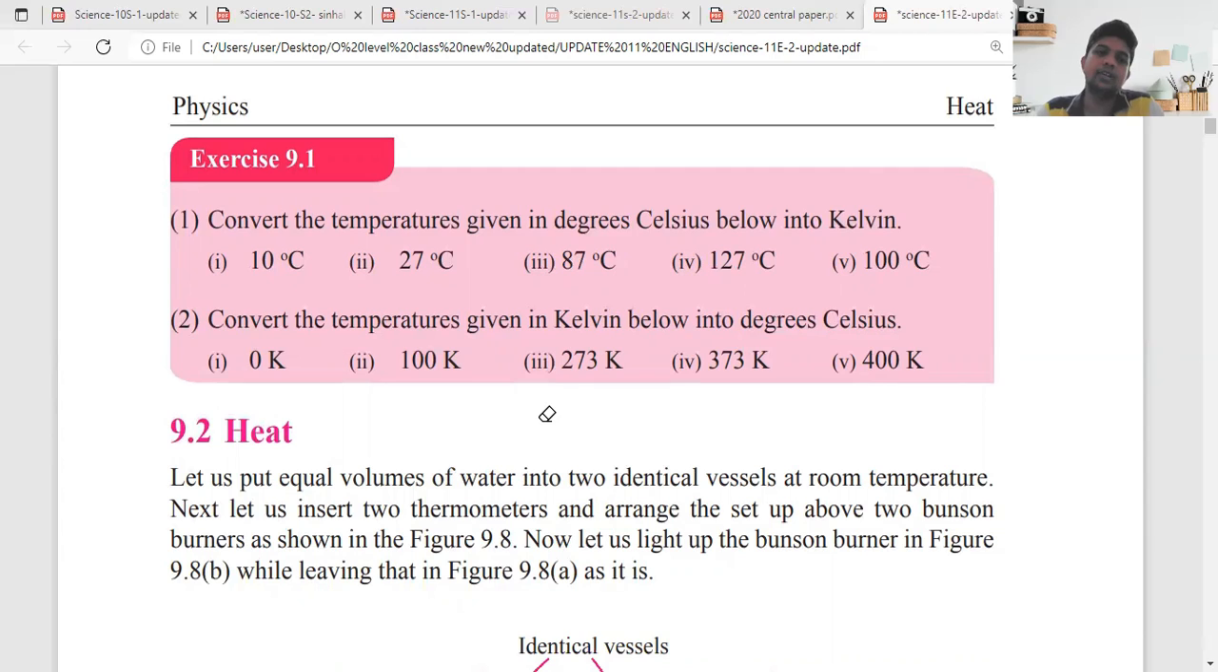Then the second one, convert the temperatures given in Kelvin below into Celsius. What do you want to do?